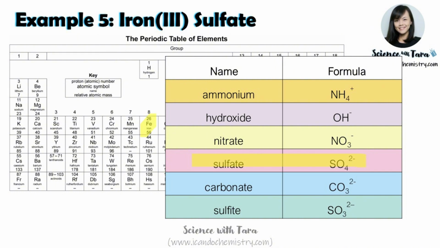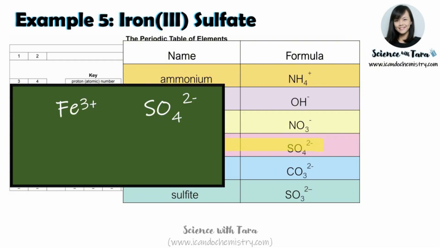Now remember, iron is a transition element, so it can form ions of different charges. The name itself tells us it's iron(III), so the ion that we are dealing with now is Fe3+. Sulfate is SO4 2-. As mentioned, you should memorize the formula of the polyatomic ions. So the charges are different, +3 and -2. We'll use the cross method to make the total positive charge equal the total negative charge. So we bring the charges down.